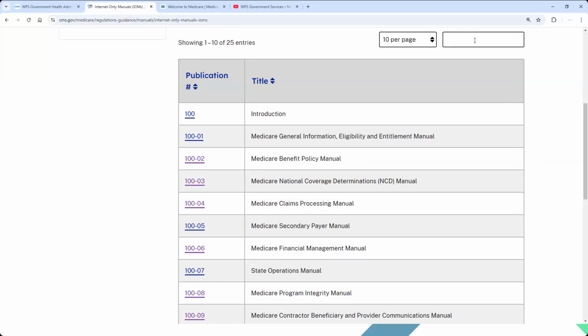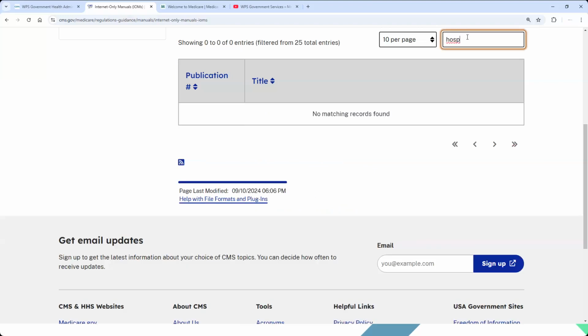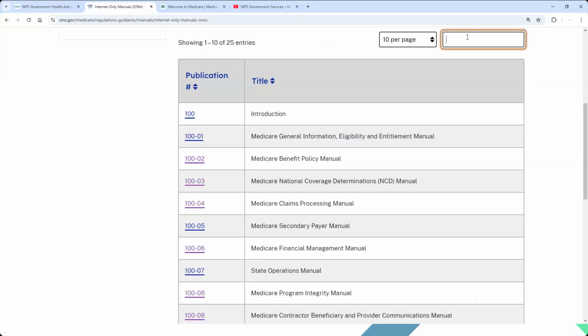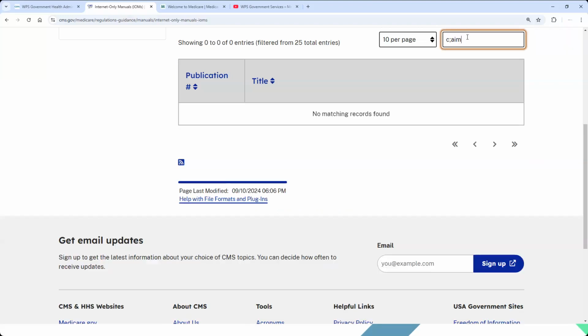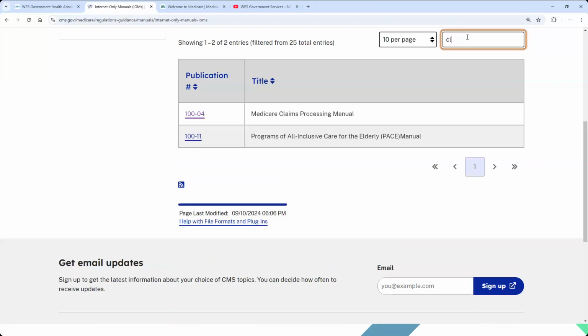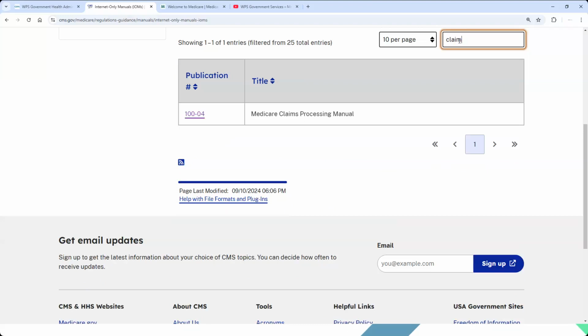This is a filter. So it's not a true search feature. It's just going to filter this chart. But if you don't know what something's called or where it's at, please don't use the filter. It's not going to help you if you say, I want to know about hospital. Because what are we going to get out of that? Well, it's not in the titles. So we don't want to do that. Now, if you did say, I want to know about claims, it would be able to say, hey, here's what we have to go with claims, the claims processing manual. So you can see it's just searching that title field.